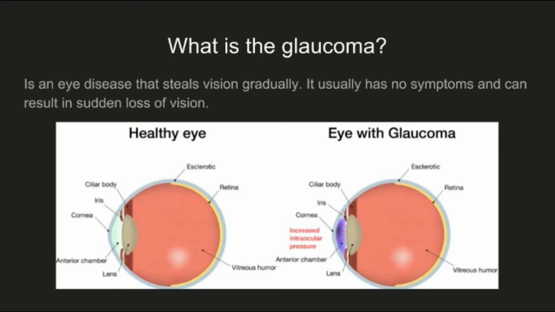In this image, we have two eyes. The left is a healthy eye, and the right is an eye with glaucoma. We can see one of the most important differences, the increase of pressure in the eye. The intraocular pressure causes the optic nerve to become inflamed. Consequently, the person begins to suffer the consequences of the disease.